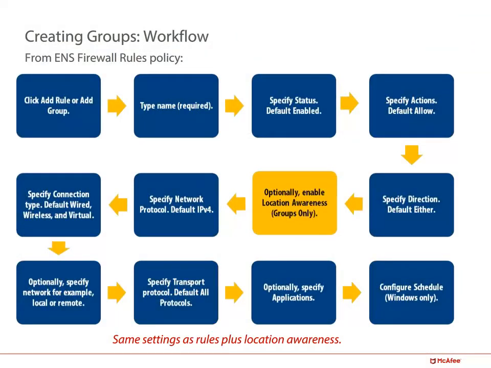The workflow for creating groups within your ENS Firewall Rules policy is you click Add Rule or Add Group. You type in a name, specify the status, specify the actions, select your direction. Then you have, do you want to enable location awareness, which we're going to discuss next, which is optional. Then you define the network protocol, the connection type.